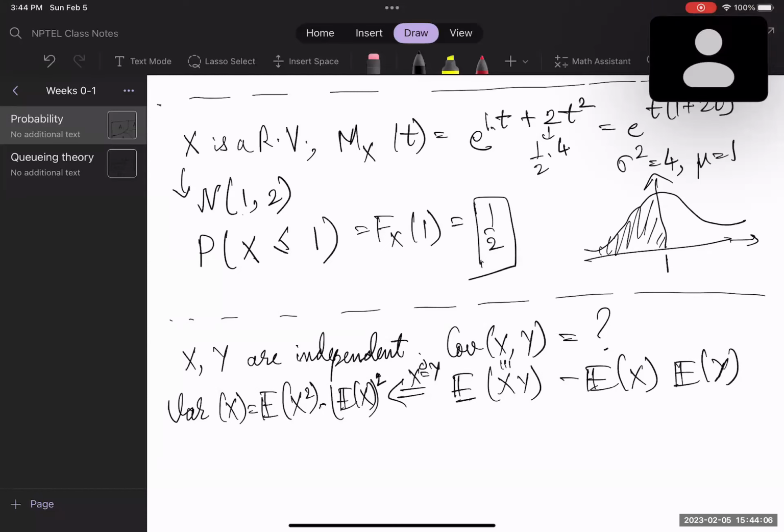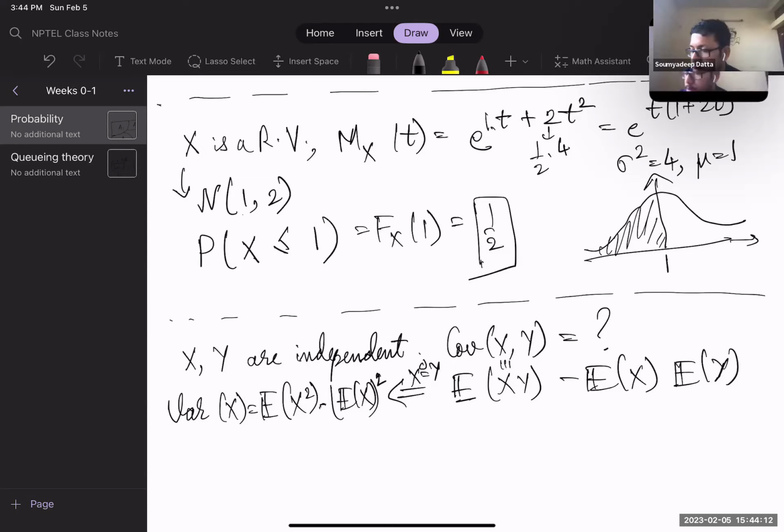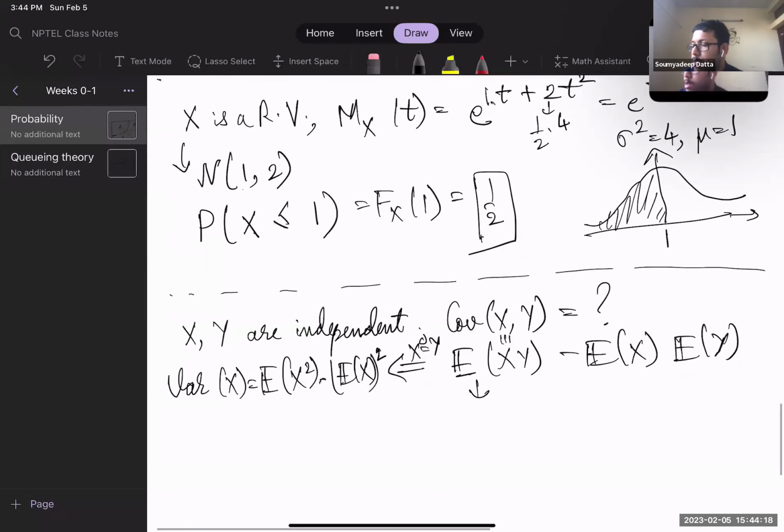If x and y are independent, there is one. Is it 0? Yes, you're right. It is 0. Because if x and y are independent, what it means is that the expectation of xy will be the expectation of x times the expectation of y, right? You can derive it, because this is a property of independence.